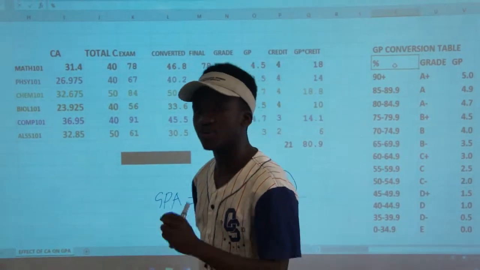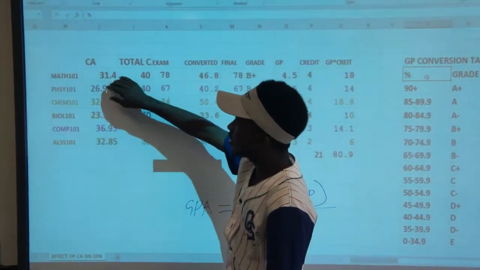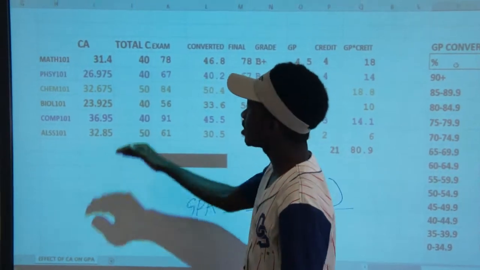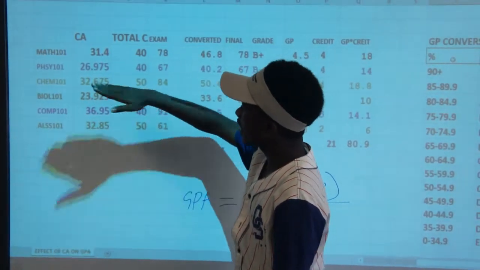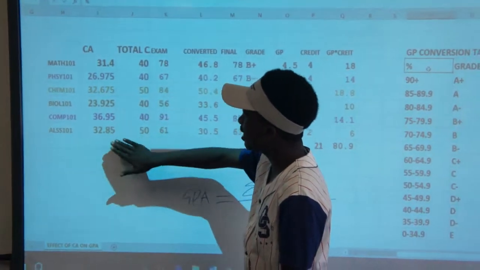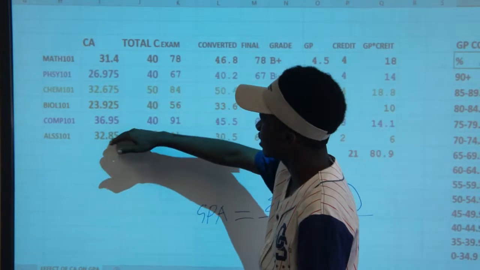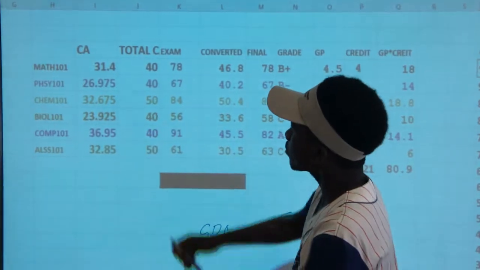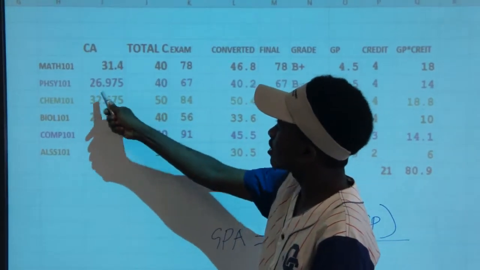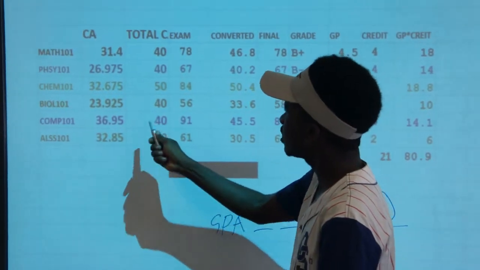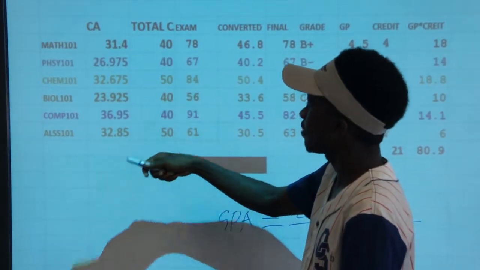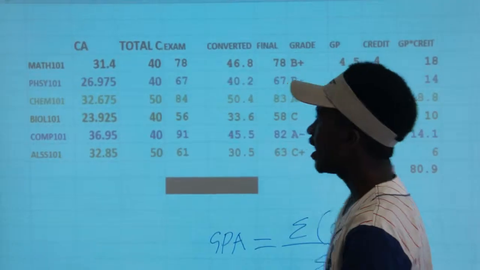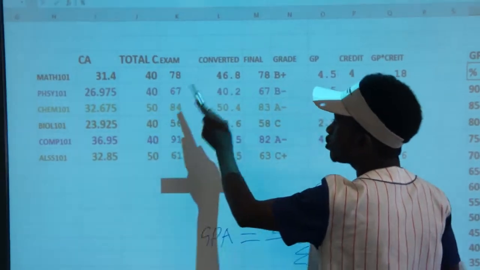Right now, as we stand, because you have finished your semester, you have your CA for each module that has been calculated based on the activities that you have done during the semester. As you could see, we have student X, and he has obtained the following CA percentages. Out of 40, student X obtained 31.4. Out of 40 for physics, he also obtained 26.9. And in comp, out of 40, he obtained 36.95. And out of 50 for ALSS, he obtained 32.85. And based on that, you are going to write your exam.